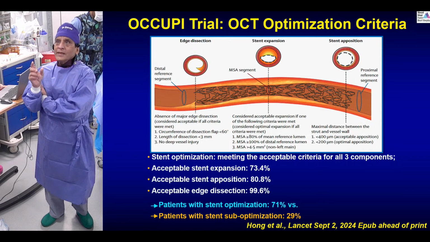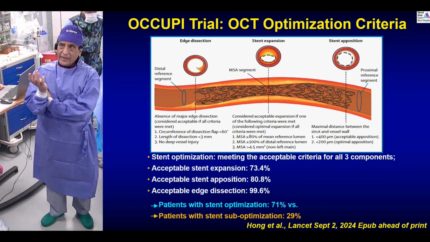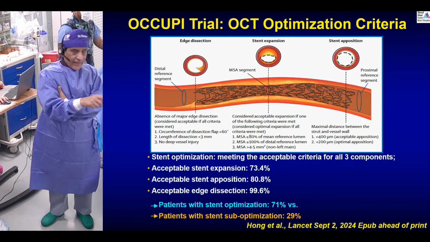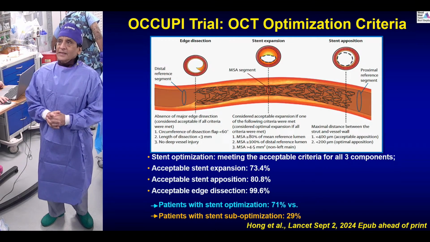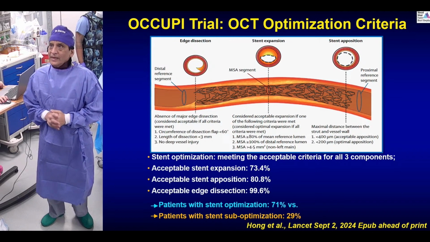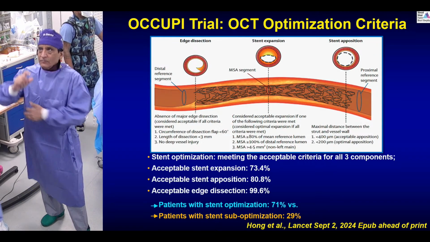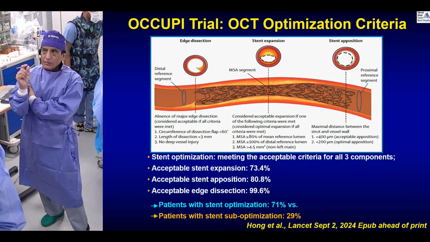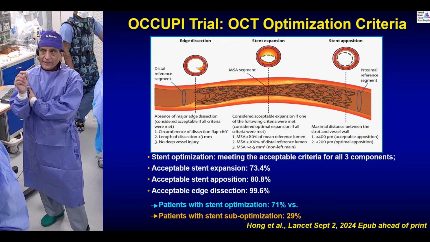Now let's go to stent expansion. For this trial, although many criteria are the same, it was more than 80% MSA of the mean reference or distal segment, 100%, or lumen of more than 4.5. And lastly, the maximum distance between the strut and the vessel wall, which is the apposition, is less than 400 micron or less than 200 micron, so basically 2 strut thicknesses of difference. They achieved optimization in 71% of cases and sub-optimization in 29%.